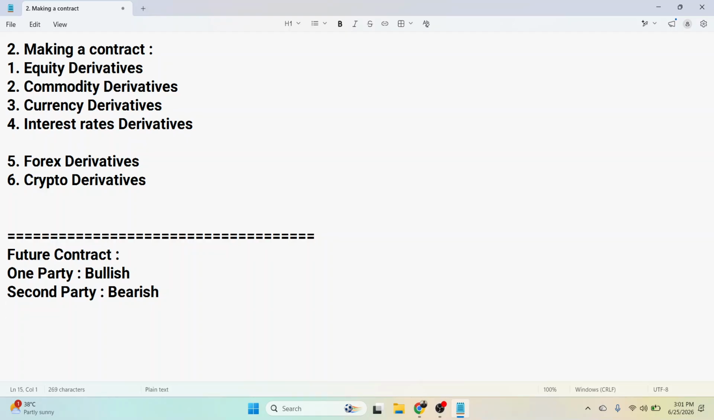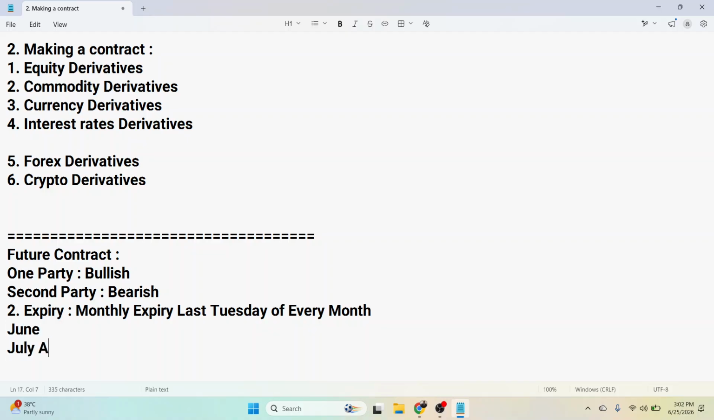As I have told you, it's a contract, so it has an expiry day as well. The contract will expire on a particular date. It has a monthly expiry, on the last Tuesday of every month. And as I have told you, we have three-month expiries: June, July, and August.